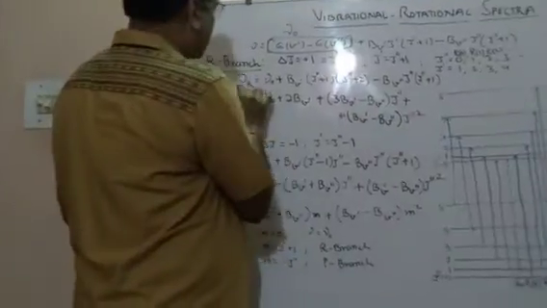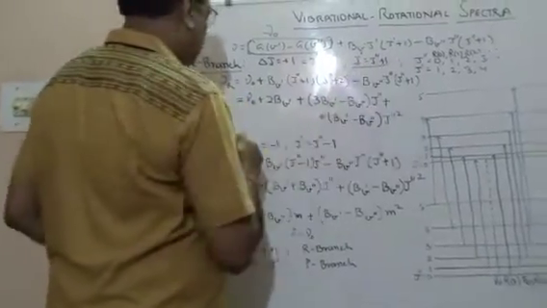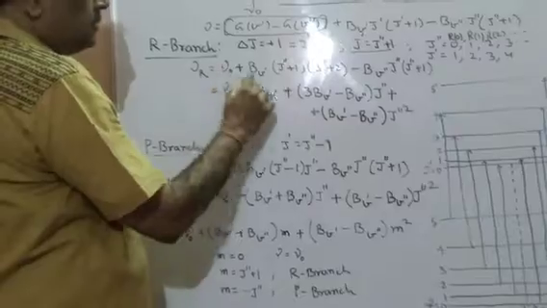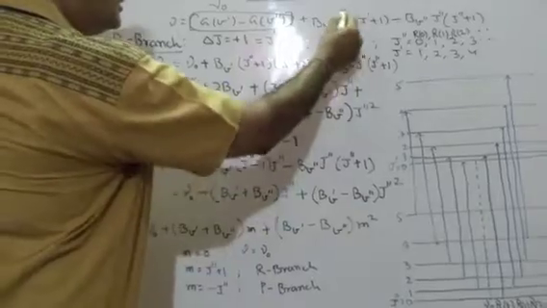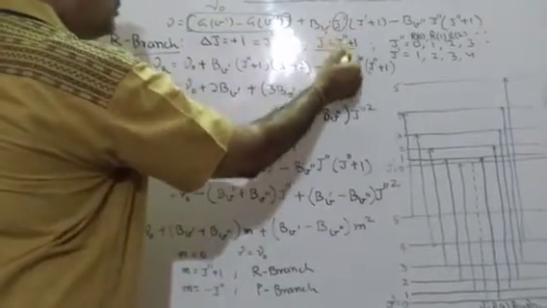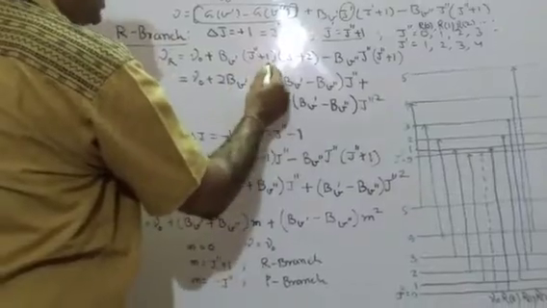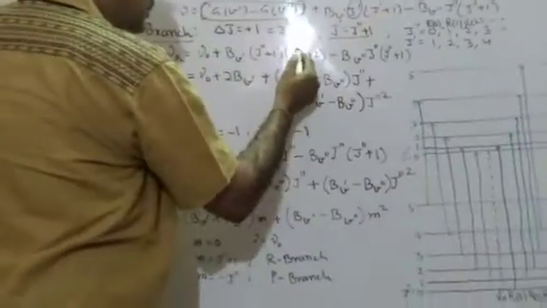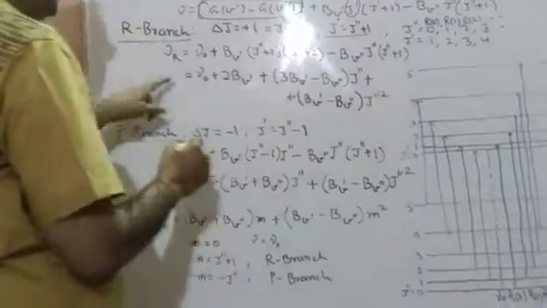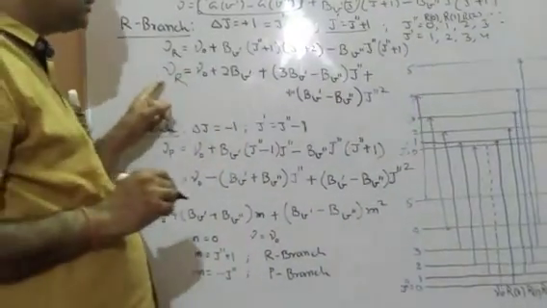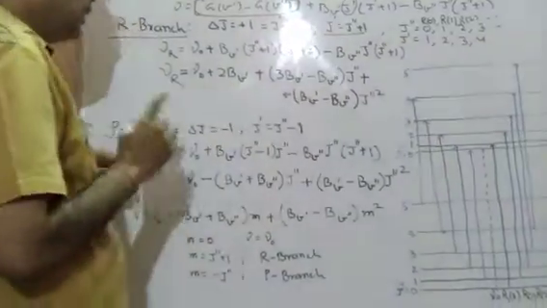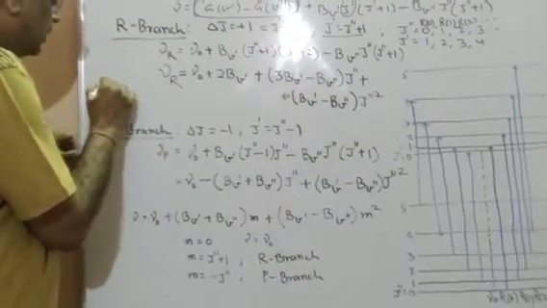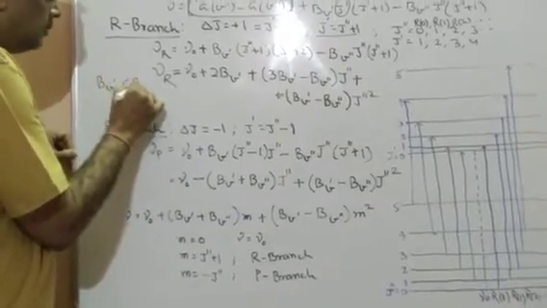Now we can write the expression for the R branch by taking this selection rule and substituting the values. Since here it is J prime, in place of J prime we replace J double prime plus 1. So we write it like this, J double prime plus 1, J double prime plus 2, and then if we solve, we get the wave number equation for the R branch. This is the null line, and then we have such an expression. As I told you, B V prime is smaller than B V double prime.